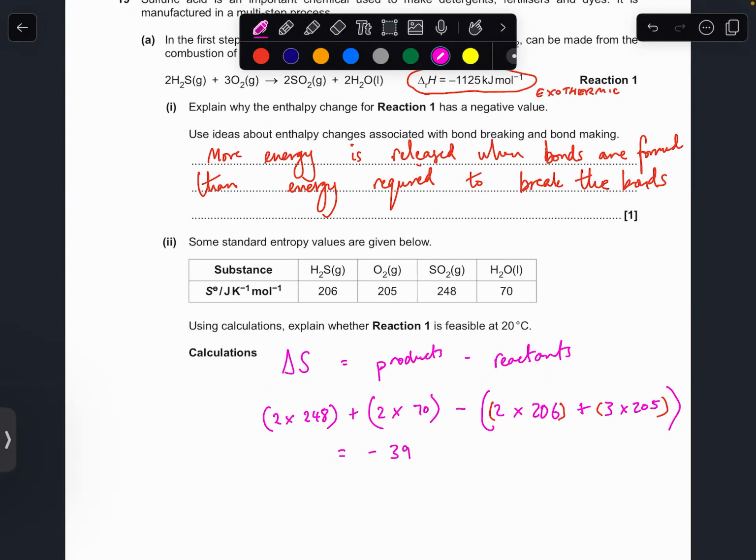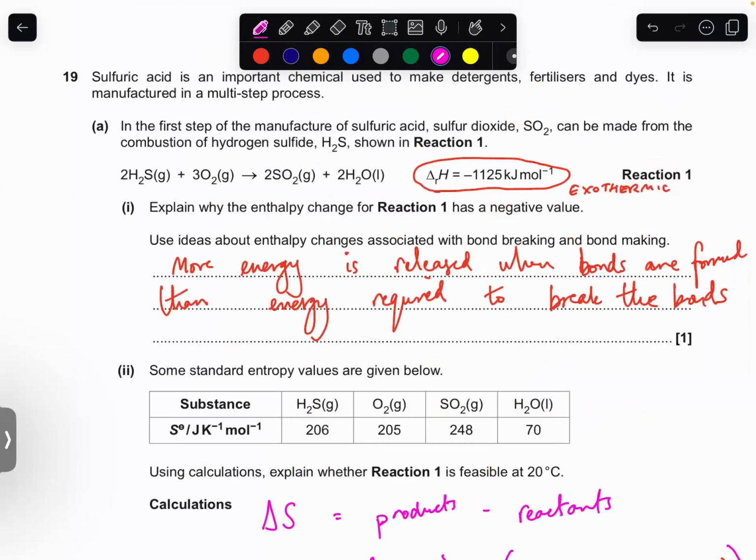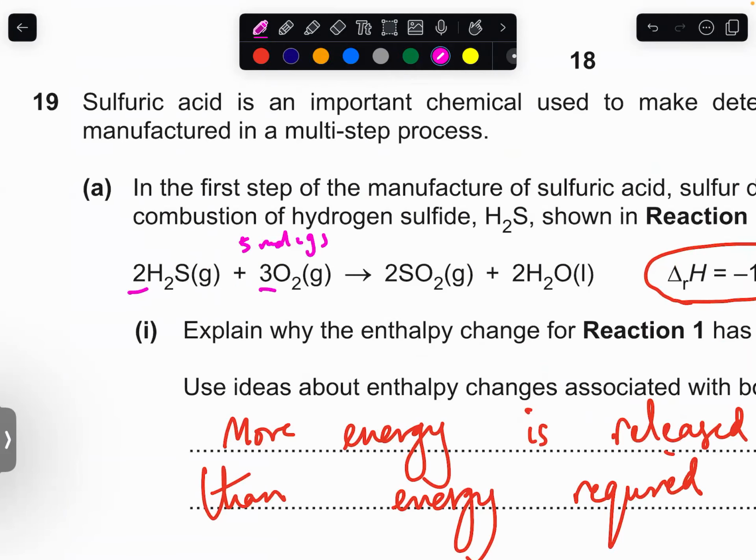Minus 391. It's in joules per Kelvin per mole. We will need to convert that into kilojoules. It's a negative value, meaning it's losing entropy. Why is it losing entropy? Because we've got 5 moles of gas, 3 plus 2, forming 4 moles of gas, 2 plus 2. That's why it's a negative entropy.